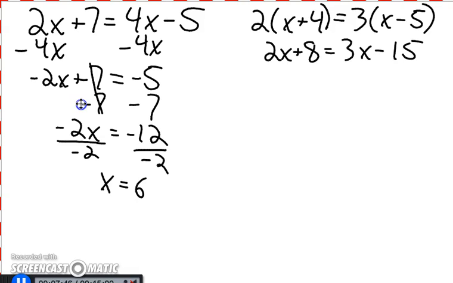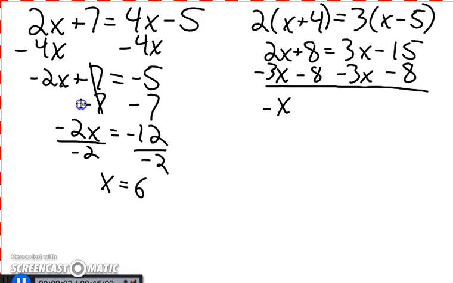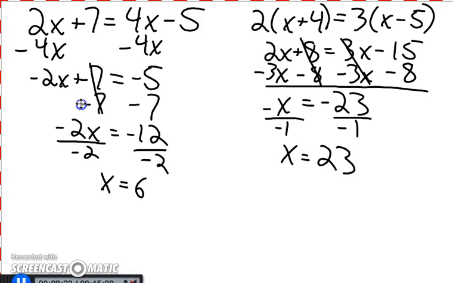Remember, the x's and the constants don't want to be next to each other, so we get them on opposite sides. I'll subtract 3x, and I'll subtract the 8, so that we have negative x. The 8s cancel out, the 3x's cancel out, so negative x is negative 23. Now, x is not alone yet at this point because the x has a negative in front of it. So we're going to divide by negative 1. You could also just think of it as changing your sign. So x equals positive 23.